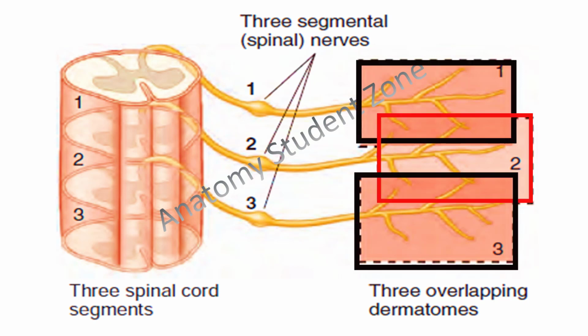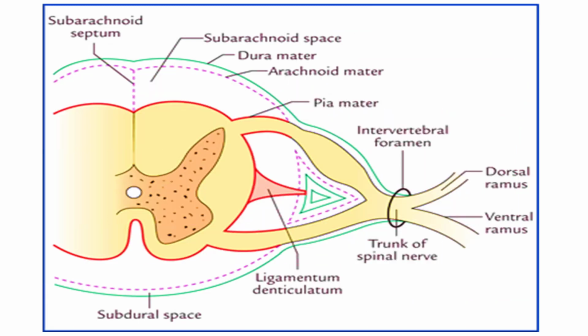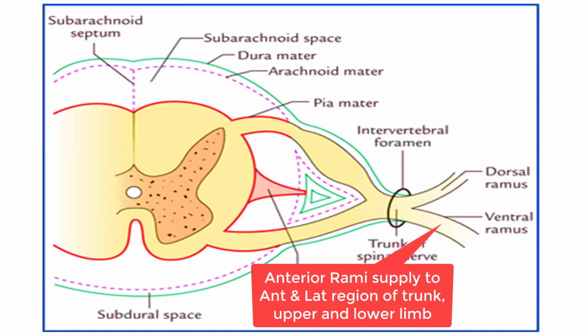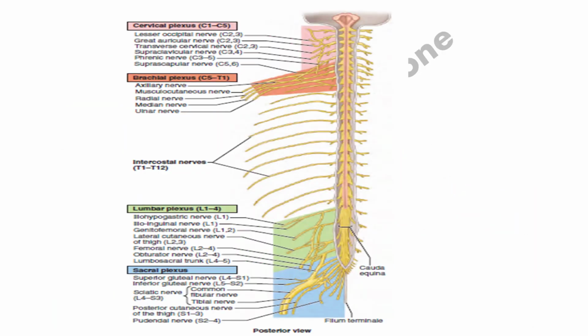But the anterior rami supply nerve fibers to the anterior and the lateral region of the trunk and the upper and the lower limb. However, in the upper and the lower limb, the majority of anterior rami merge together and form the somatic nerve plexuses that we had seen, like cervical plexus, brachial plexus, lumbosacral plexus. So here you can also see in this image that in the cervical, upper and the lower limb region, these plexuses are going to be formed that I have named.